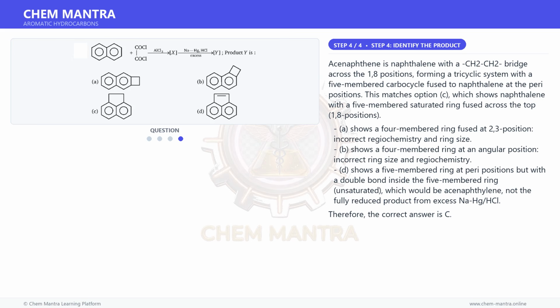A shows a 4-membered ring fused at the 2,3 position, incorrect regiochemistry and ring size. B shows a 4-membered ring at an angular position, incorrect ring size and regiochemistry. D shows a 5-membered ring at peri positions, but with a double bond inside the 5-membered ring, unsaturated, which would be acenaphthylene, not the fully reduced product from excess NaHg/HCl.